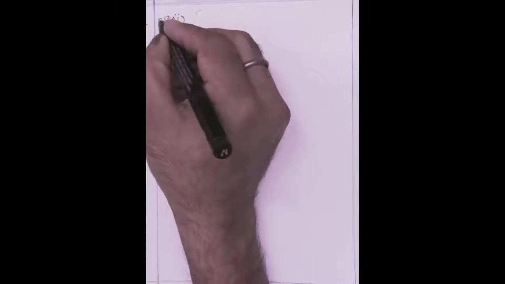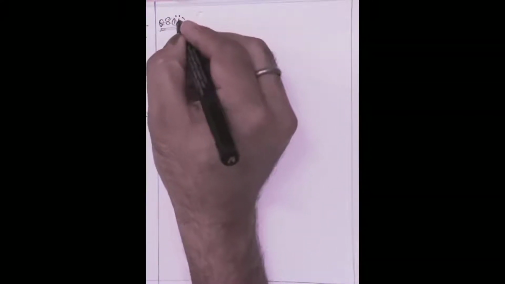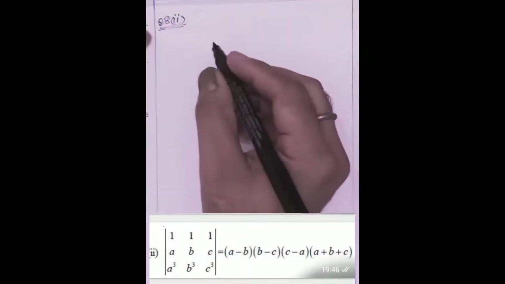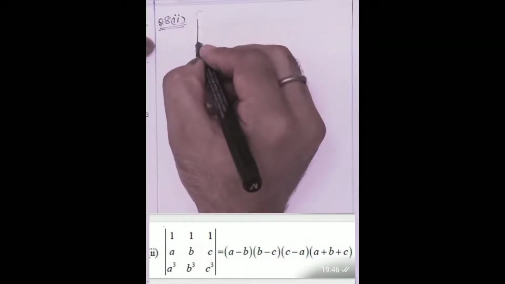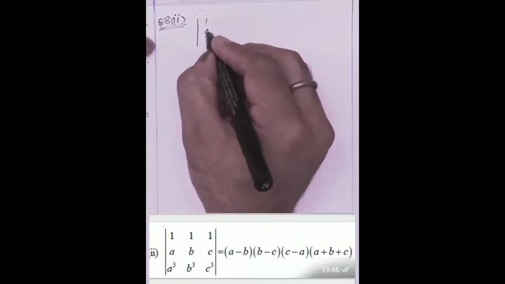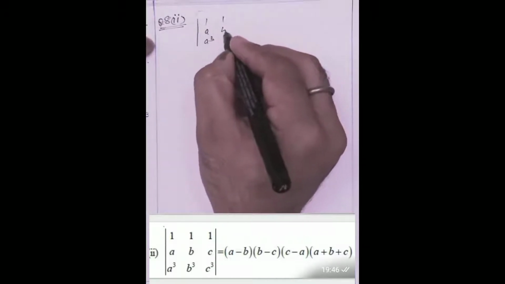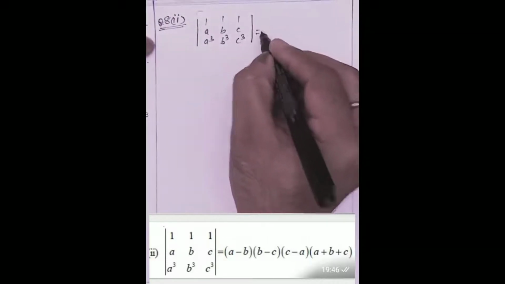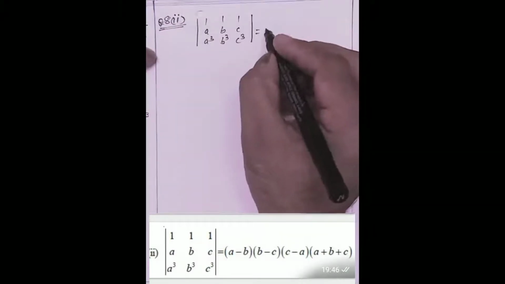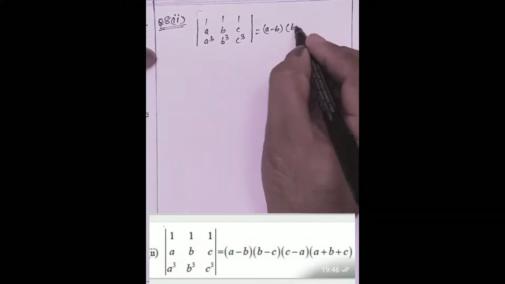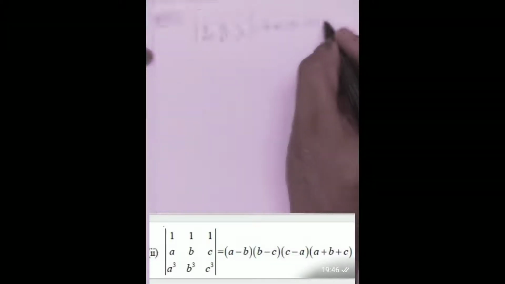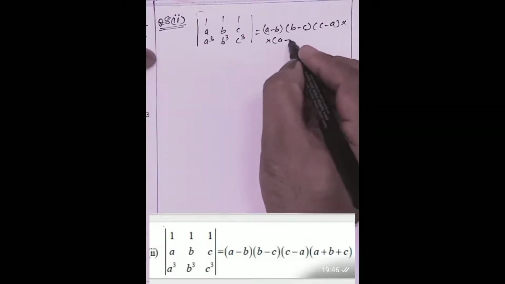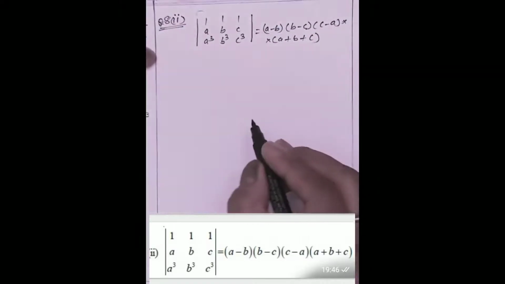Now I take question number 8, part number 2. The first part is as simple as the second one. Both are almost the same, so you will learn while solving the second one. The second part is 1, A, A cube; 1, B, B cube; 1, C, C cube. This is also a very important question. The right hand side is A minus B, B minus C, C minus A, also into A plus B plus C. We have to prove this.